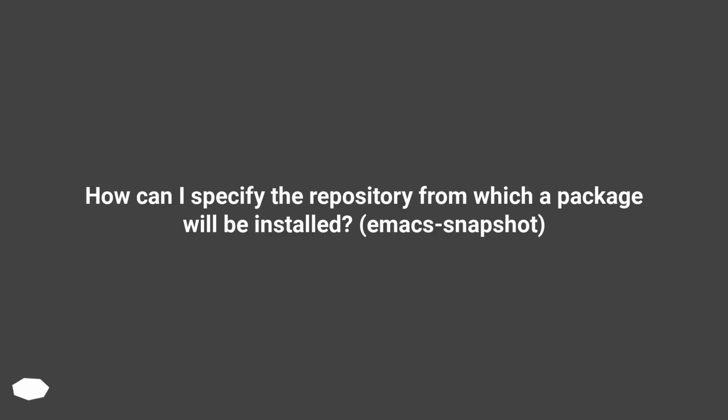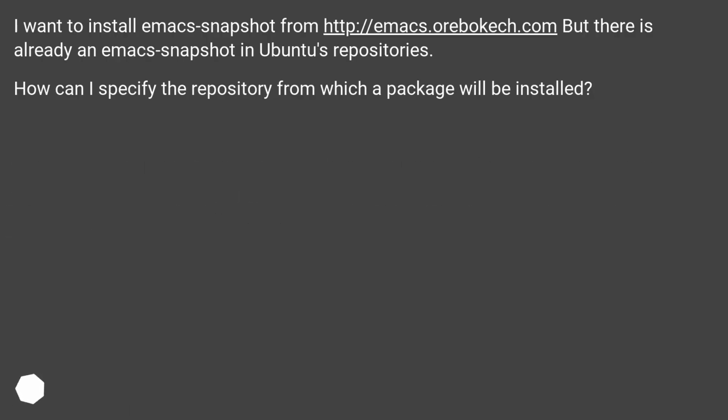How can I specify the repository from which a package will be installed? Emacs-snapshot. I want to install emacs-snapshot from this URL, but there is already an emacs-snapshot in Ubuntu's repositories. How can I specify the repository from which a package will be installed?